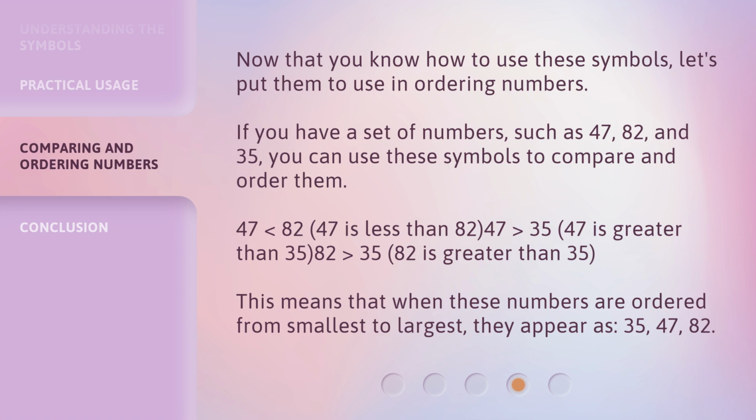47 < 82. 47 is less than 82. 47 > 35. 47 is greater than 35. 82 > 35. 82 is greater than 35. This means that when these numbers are ordered from smallest to largest, they appear as 35, 47, 82.